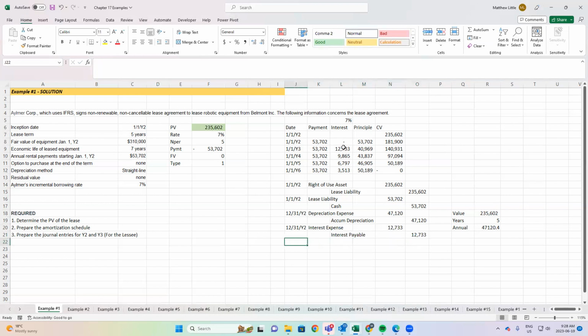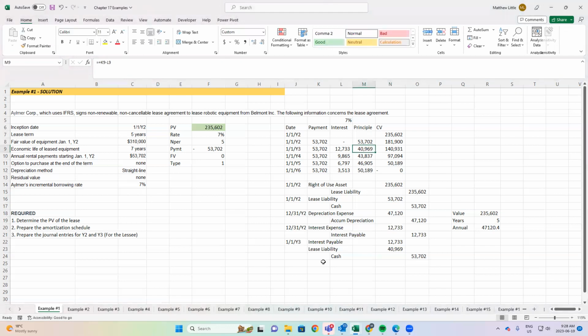And then on the next day, on January 1st, we would pay off our interest payable. We would then reduce our lease liability, and we would credit our cash. So our total cash going out would be the 53,702. Our interest payable, we would clear out the 12,733, and then we'd have the 40,969 coming out of our lease liability. So that matches all our amortization.